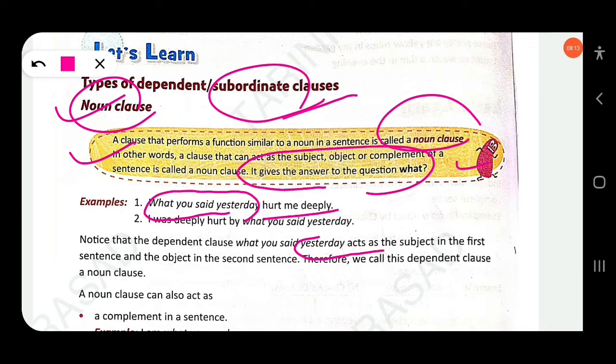So in the first sentence, what you said yesterday functions as the subject. In the second sentence, I was deeply hurt by what you said yesterday, I was deeply hurt by what, here it acts as the object. Therefore we call this dependent clause a noun clause. So a noun clause is a dependent clause.